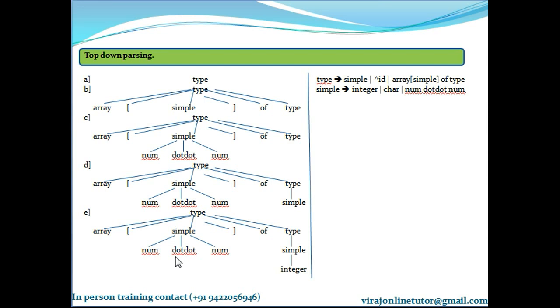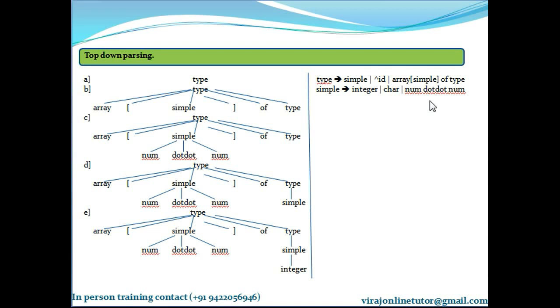So I have a simple example for you all over here. This is a grammar that I have defined, where type is a non-terminal which derives to simple or id or array open bracket simple close bracket of type. So these are three different options which your type non-terminal can take. Similarly, this simple non-terminal can reduce to three different options. So type has three different options to be taken. Simple also has three different options to be taken.